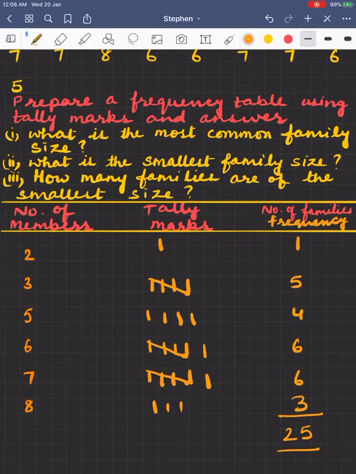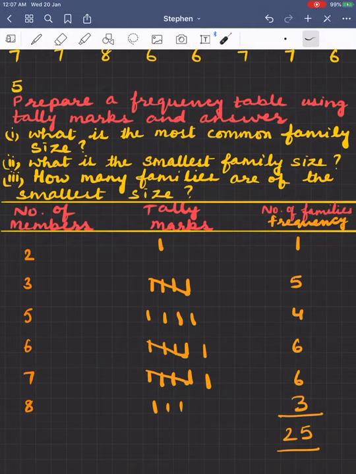Now children, let's answer the given questions. What is the most common family size? So children, we observe that 6 families have 6 members, and again 6 families have 7 members. So the most common family size is having 6 members and 7 members. What is the smallest family size? Now a family with 2 members is the smallest family size. Third, how many families are of the smallest size? So only one family has 2 members. So one family is of the smallest size.